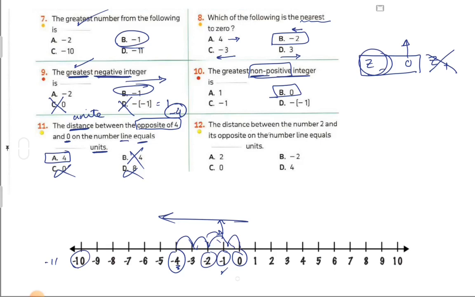Okay. Distance between the number 2 and its opposite. I have 2 and its opposite, negative 2. What's the distance between 2 and negative 2? To move from negative 2 to reach 2, I will cross negative 1, 0, and 1. Let's count them: 1, 2, 3, 4 units. Between 2 and negative 2, we have 4 units.